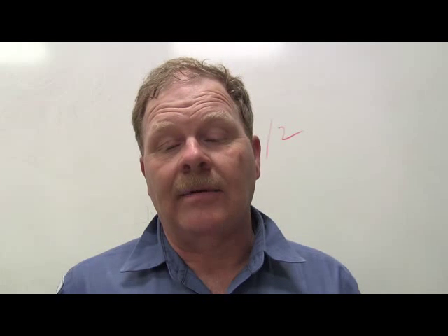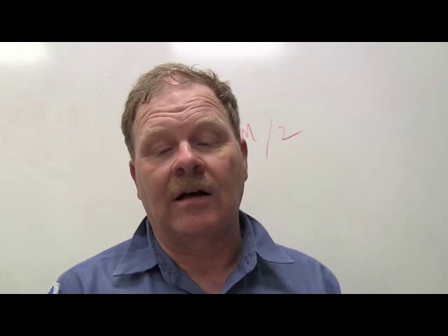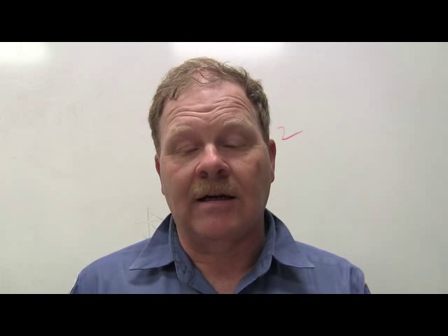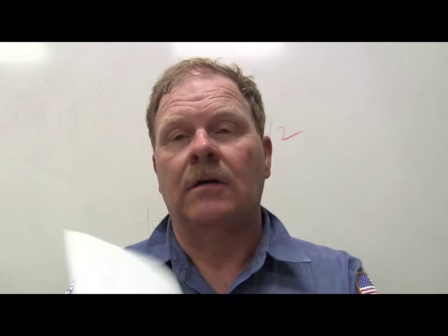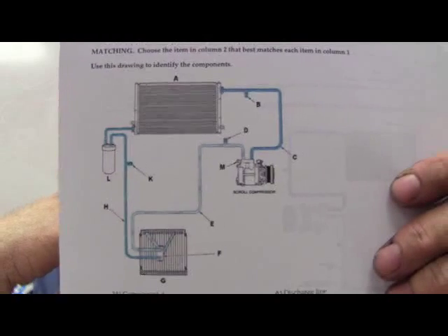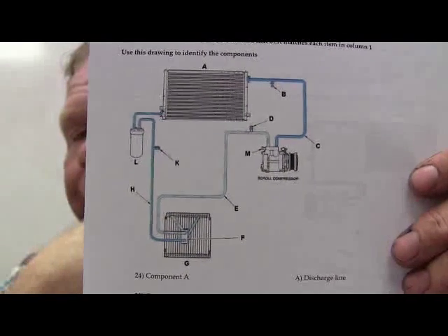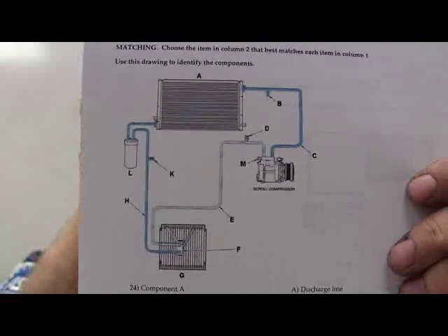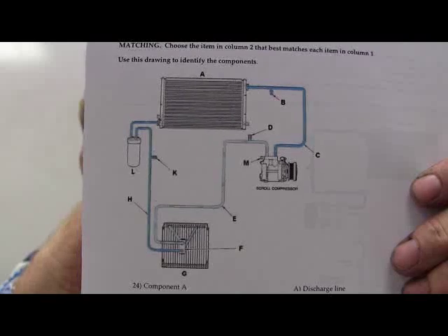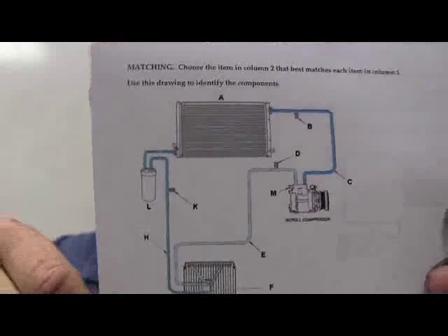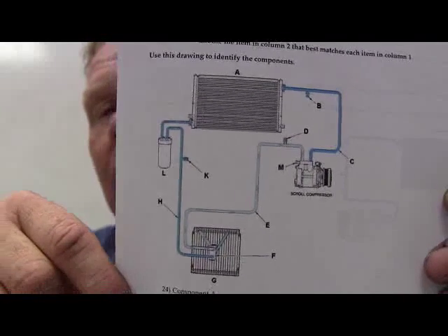Okay, where are we at? Flip it over. Choose the item in column 2 that best matches each item in column 1. Use this drawing to identify the components. All right. Somebody talk to me there. What is that one? J. Okay, that's 24 is J. Number 24 is what? J. Here's an evaporator. Yeah, the J.